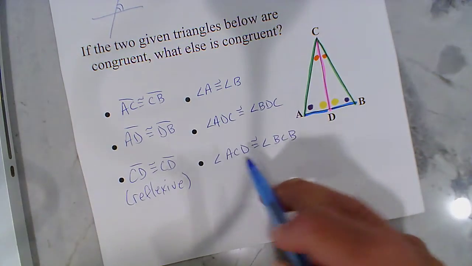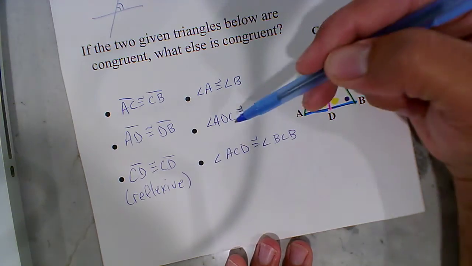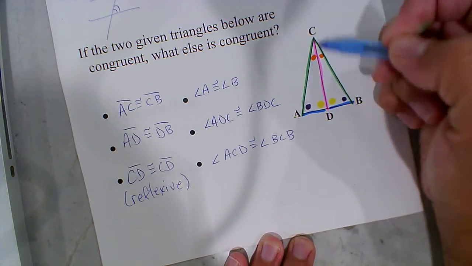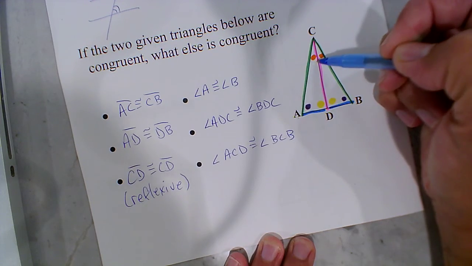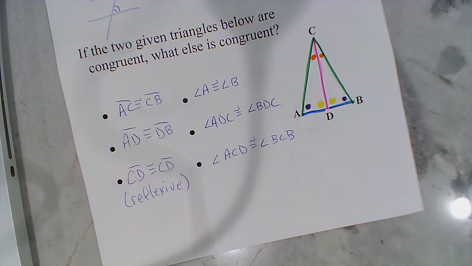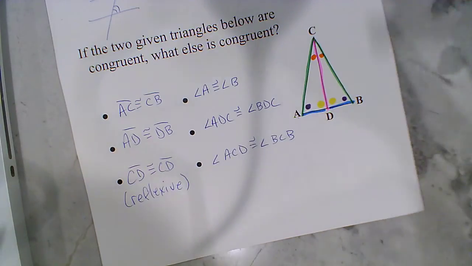Just be careful. A lot of kids look at ADC and ACD and they think it's the same angle. But remember, that middle letter is your vertex. So A to C to D, ACD. This angle right here and this angle right here. So you got to be careful. That middle letter, remember, is your vertex angle. So that's what you can know if you know these two triangles are congruent.